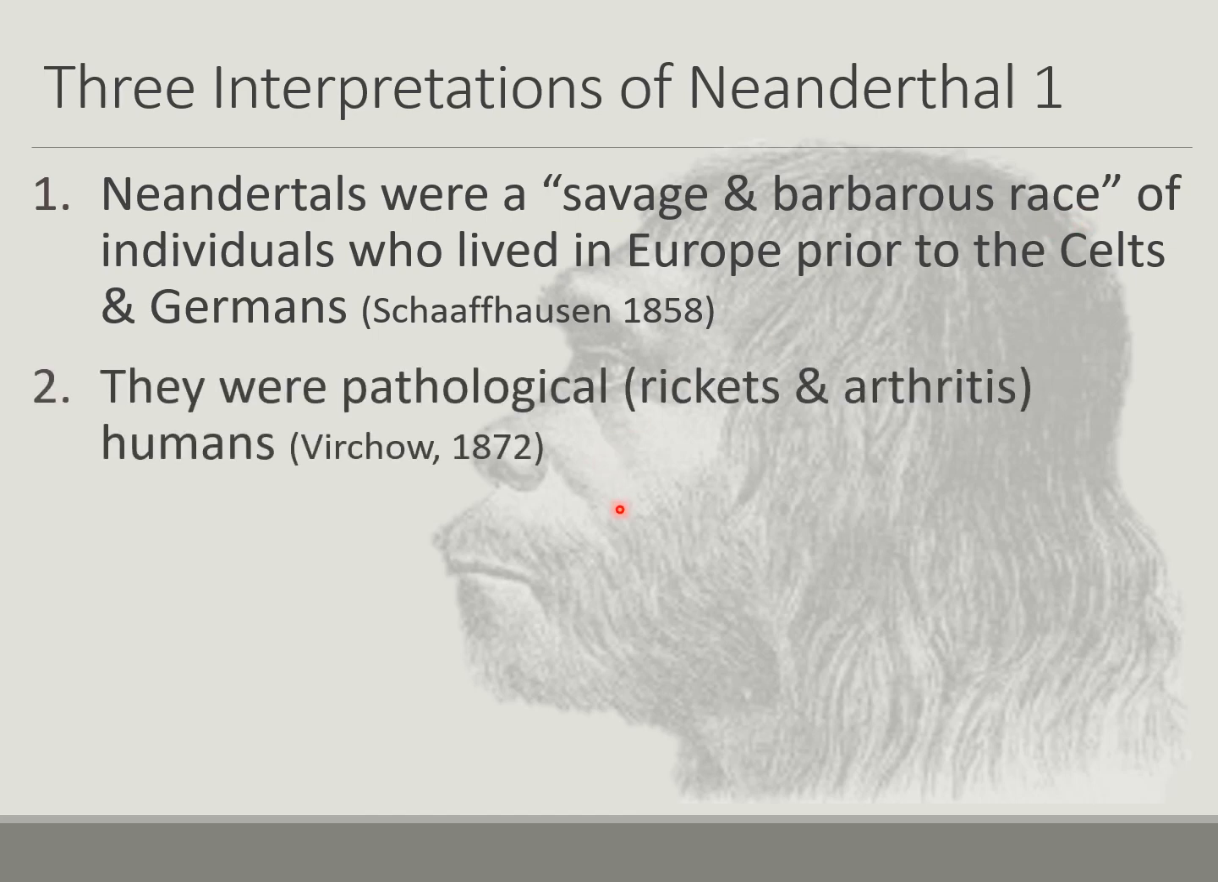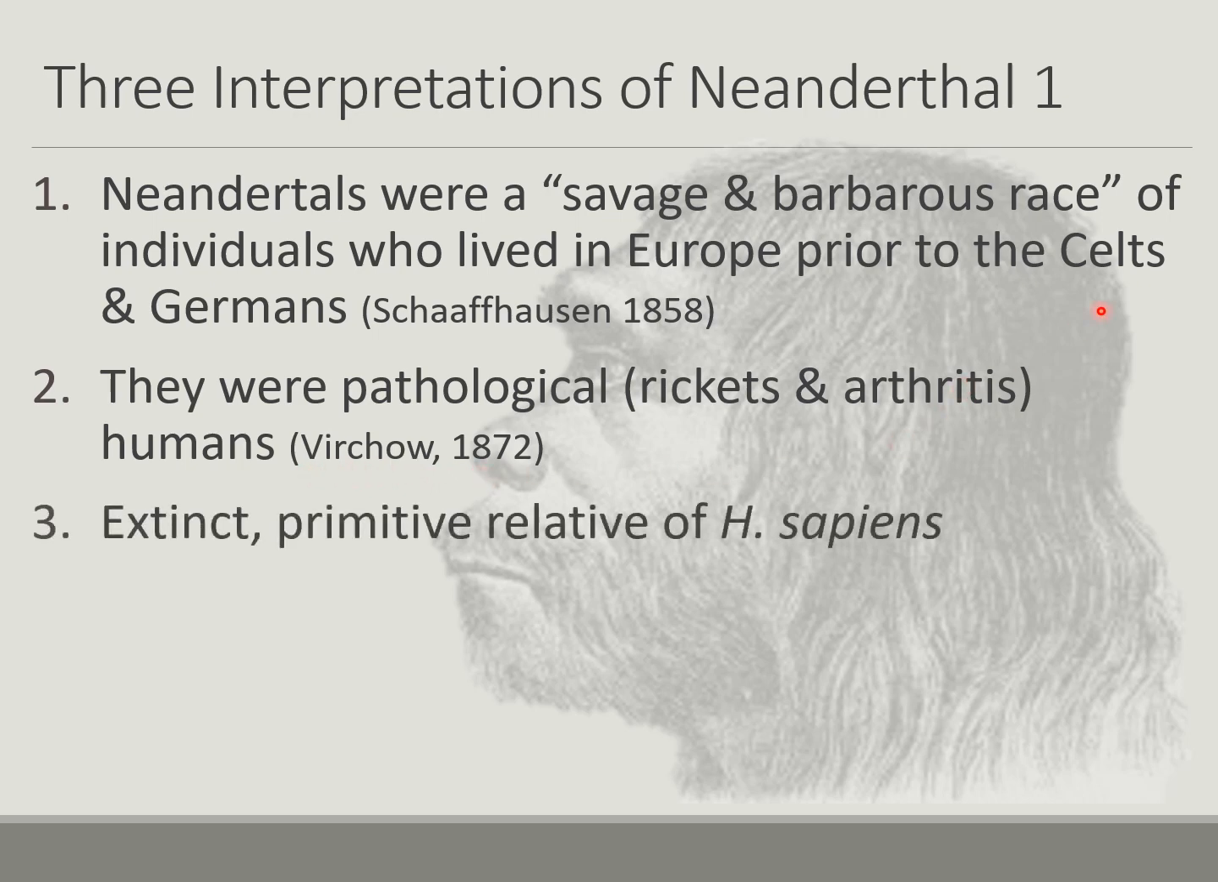The second interpretation is that Neanderthal 1 represented a group that was pathological. Specifically, they had rickets and arthritis, so these bone diseases. They're pathological humans, and that explained why morphologically they look different than Homo sapiens. And this was put forth by, I think his first name is Rudolf Virchow, who was a famous German anthropologist back then.